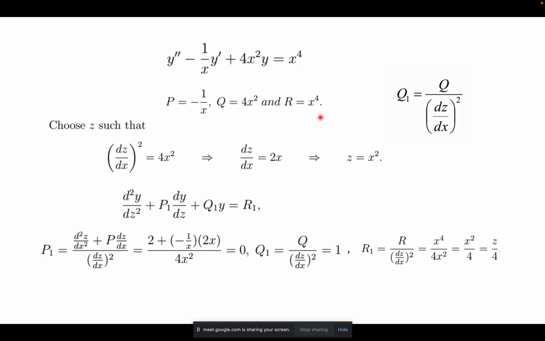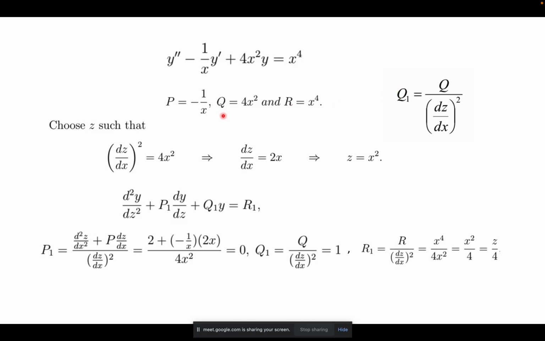And as I told you earlier, by changing the variable from x to z, you can rewrite your equation in this form, where you have d square y by dz square plus p1 dy by dz plus q1 y is equal to r1. And from here, as stated earlier, the values of p1, q1 and r1 are written in this form. After writing this equation, what you need to do is make the value of q1 a constant.